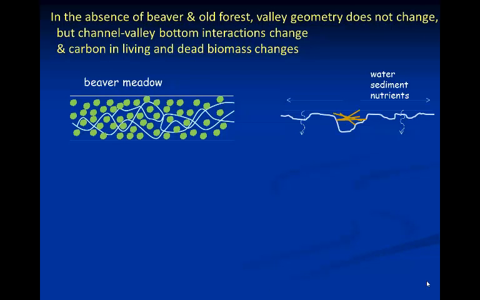Another way to look at this, if you take away beaver and old-growth forest, of course the basic configuration of the valley doesn't change. You still have a floodplain present. What changes is how that floodplain is connected to the channel and the retention that's associated with that floodplain.